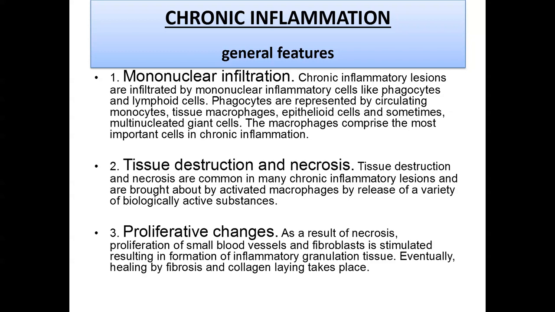We also see tissue destruction and necrosis. Tissue destruction and necrosis are common in many chronic inflammatory lesions, brought about by activated macrophages through the release of a variety of biologically active substances. And the third issue is proliferative changes. As a result of necrosis, proliferation of small blood vessels and fibroblasts is stimulated, resulting in formation of inflammatory granulation tissue. Eventually, healing by fibrosis and collagen laying take place.